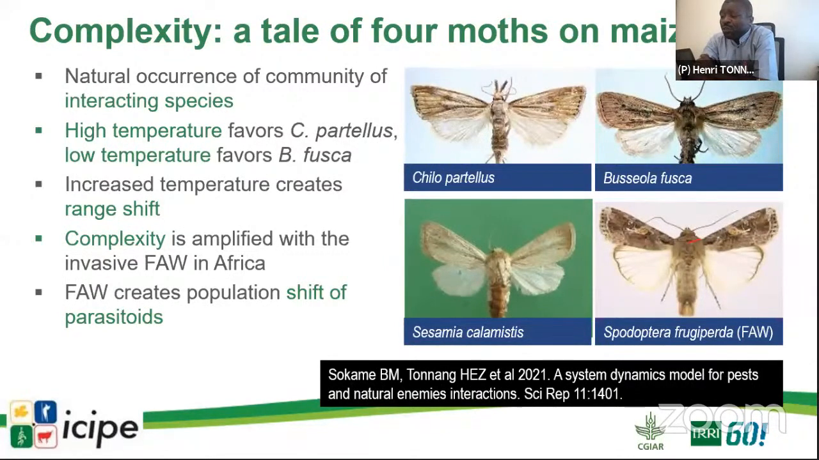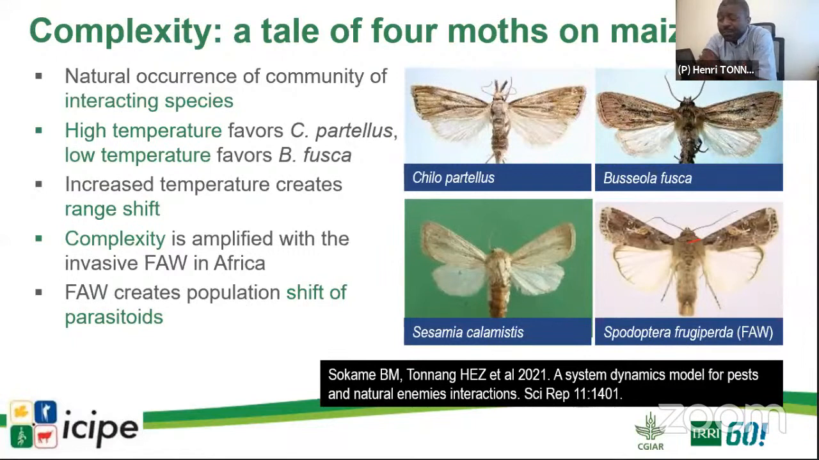Climate change may also increase the likelihood of massive invasive pests. I think 4 or 5 years ago, we really witnessed in sub-Saharan Africa what is called the fall armyworm, which has spread massively in many parts of Africa. And there's really a challenge that fall armyworm may also affect the integrated and interactive system that the stem borer community was forming.